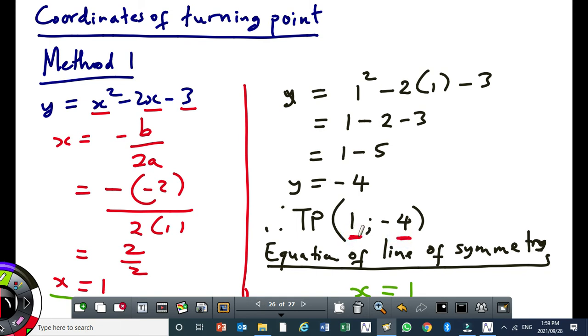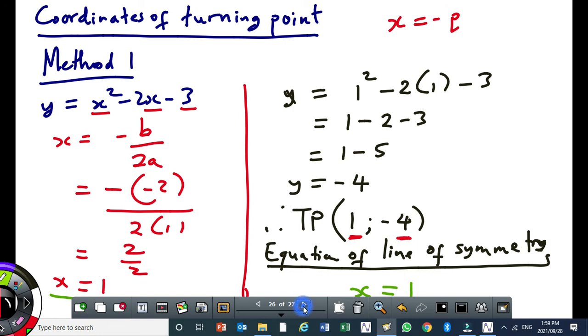That's not p, that's x, that 1 there. The p value is equal to negative 1, because the equation of the line of symmetry is x equal to minus p. Therefore, if p is negative, then the value of x is going to be positive. Make sure you are aware of this.